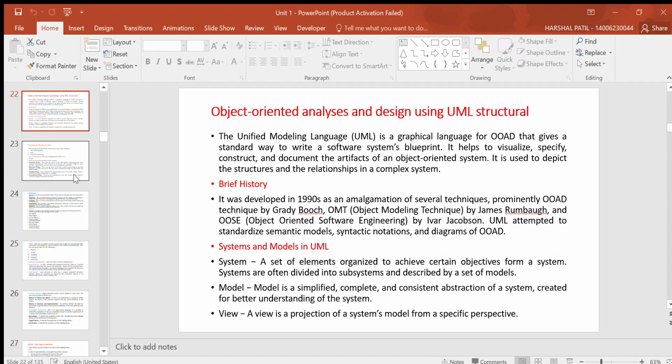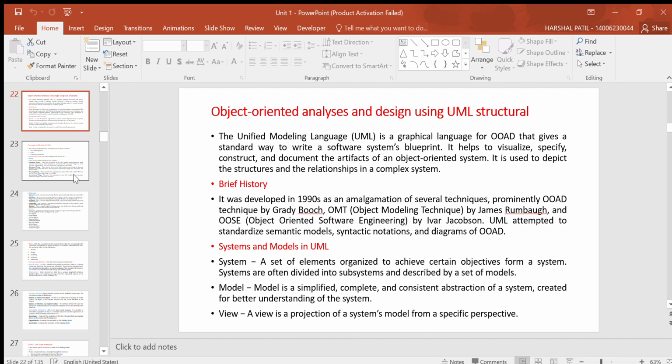आजच्या आपल्या फोर्थ पार्ट मध्ये बघणार आहोत आपण ऑब्जेक्ट ओरिएंटेड अनालिसिस अँड डिझाईन युजिंग यूएमएल स्ट्रक्चर. यूएमएल स्ट्रक्चर काय आहे, त्या फुल फॉर्म काय आहे, युनिफाईड मॉडेलिंग लँग्वेज म्हणतात त्याला आपण यूएमएल ला. ते आता बघू आपण काय ते. It is a graphical language for the object oriented agile development, that gives the standard way to write a software system blueprint.